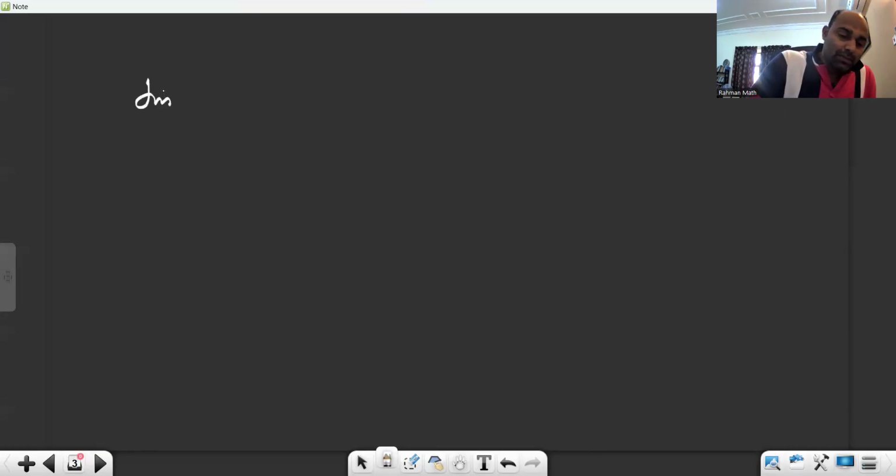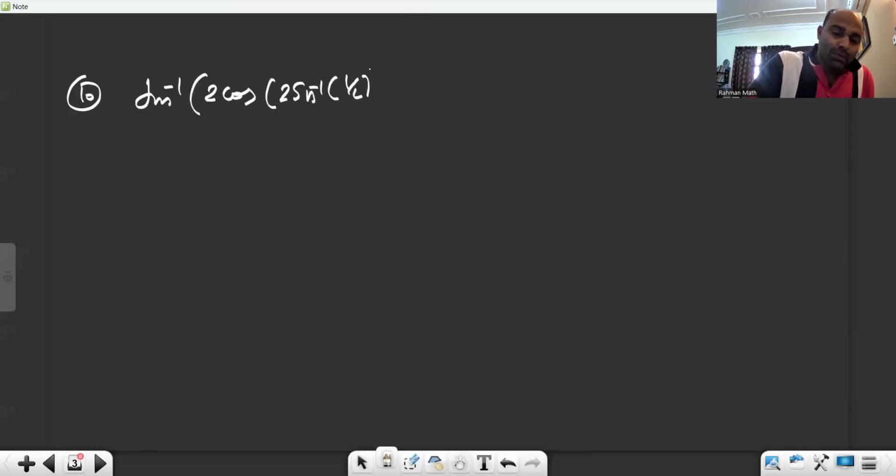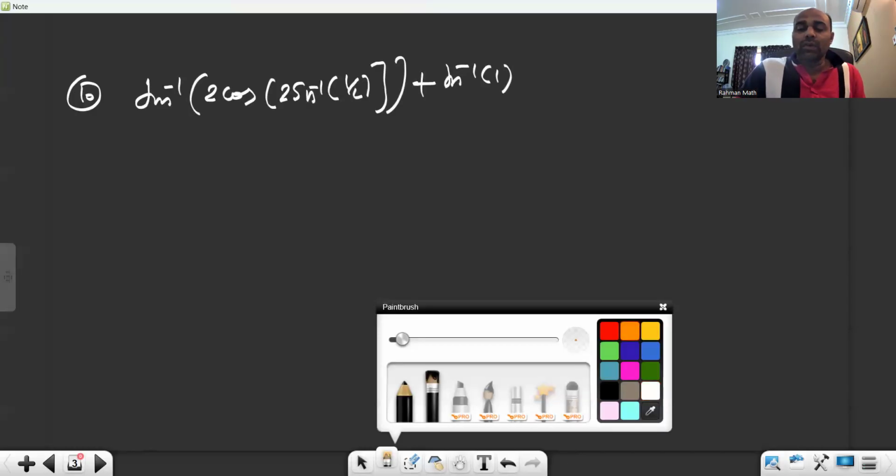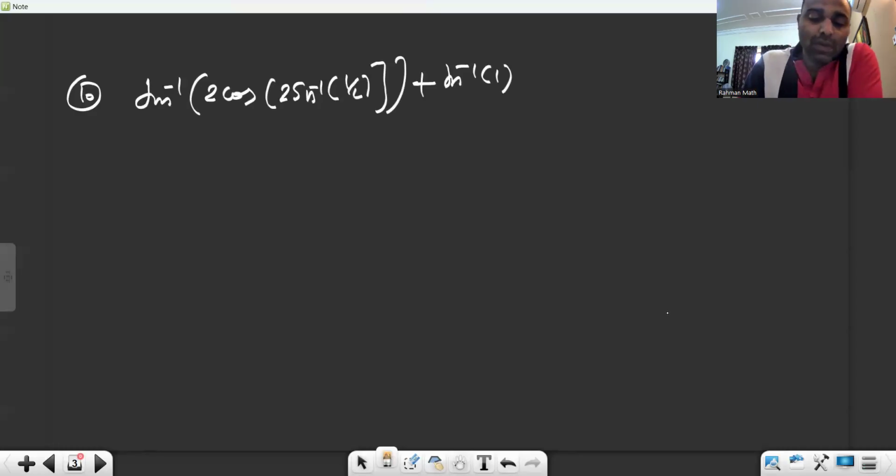Tan inverse 2 cos 2 sin inverse 1 by 2 plus tan inverse 1. Write the question; when you're copying, don't make a mistake. Sin what is 1 by 2? Sin 30 is 1 by 2.